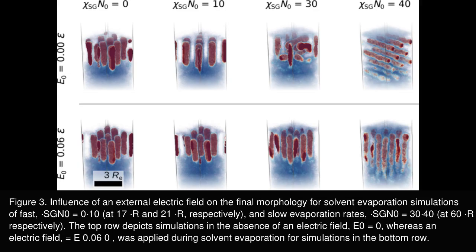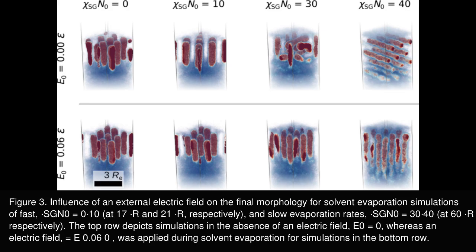Figure 3 explores how an external electric field influences the final morphologies of diblock copolymer films during solvent evaporation under varying evaporation rates. The figure presents simulation snapshots comparing two scenarios, without an electric field, top row, and with an applied electric field of strength E equals 0.06, bottom row, under fast and slow evaporation conditions evoked by different solvent-gas interaction parameters. In the absence of an electric field, fast evaporation yields perpendicularly aligned cylindrical domains near the film surface. Applying an electric field under fast evaporation conditions does not further improve alignment, but aids in defect removal, facilitating better morphological order.